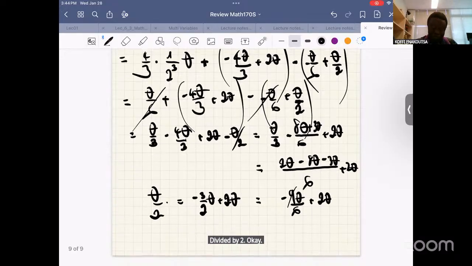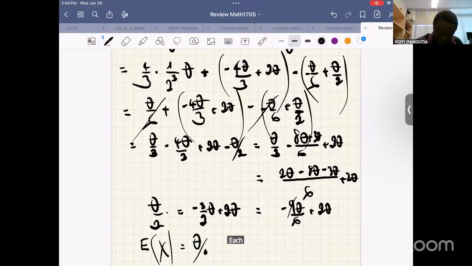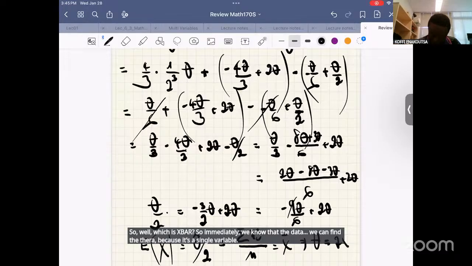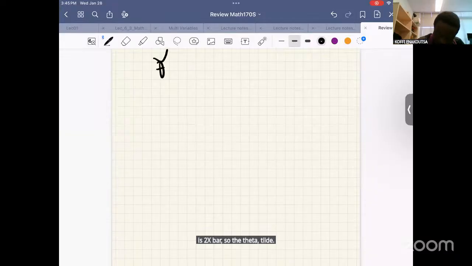Okay. So the expected value E of X is theta divided by 2. It gives you immediately theta divided by 2. But according to the moment methodology, this should be the sum of the xi divided by n, which is x bar. So immediately we know that theta, because it's a single variable, is 2x bar. So the theta tilde is just 2x bar.